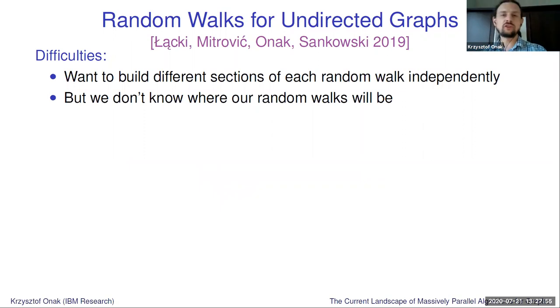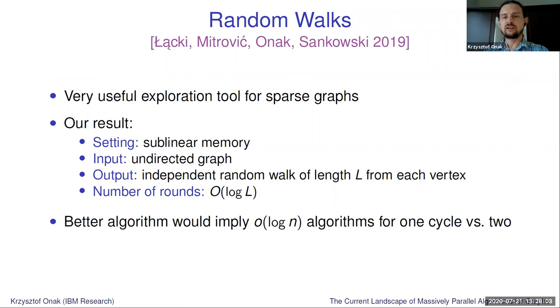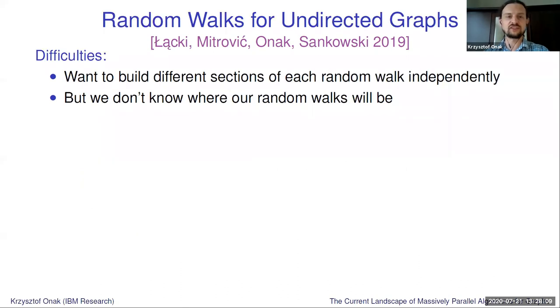So what's difficult with random walks? Well, you want to build random walks, right? What we are aiming for is constructing a random walk from every vertex in parallel, right? We want to have random walks from all vertices. And so in general, to beat the natural complexity of L, we would like to construct different sections of this random walk independently, right?